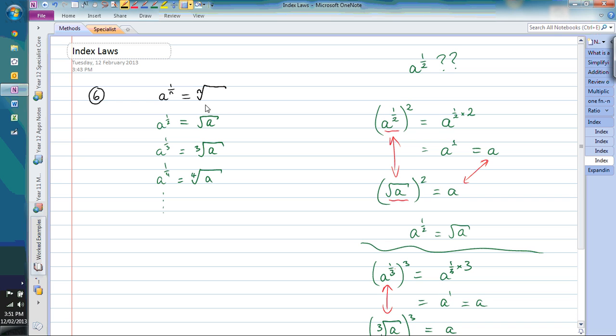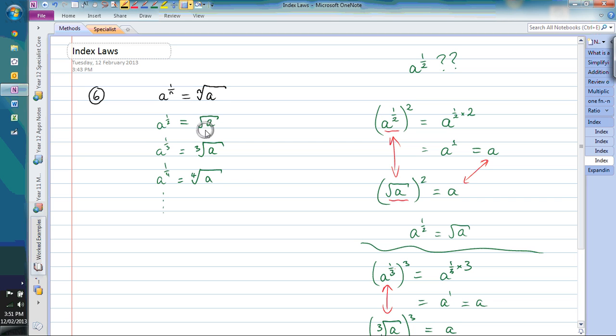Which sounds a bit funny, but it's just a way of saying if it's a 4, it's a 4. If it's a 5, it's a 5. If it's a 2, it's a square root, and so on. So a to the 1 on n is equal to the nth root of a. So our surds are basically equivalent to having indices that are fractions. And that's the important thing to get out of this rule.